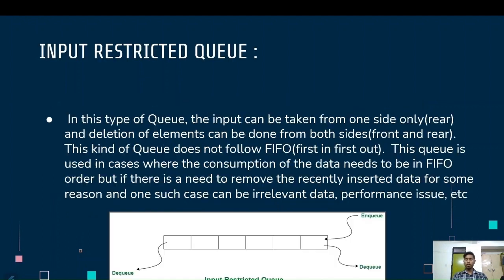Now let's talk about the second one, the input restricted queue. In this type of queue, input can be taken from only one side, that is the rear, and deletion of an element can be done from both sides.